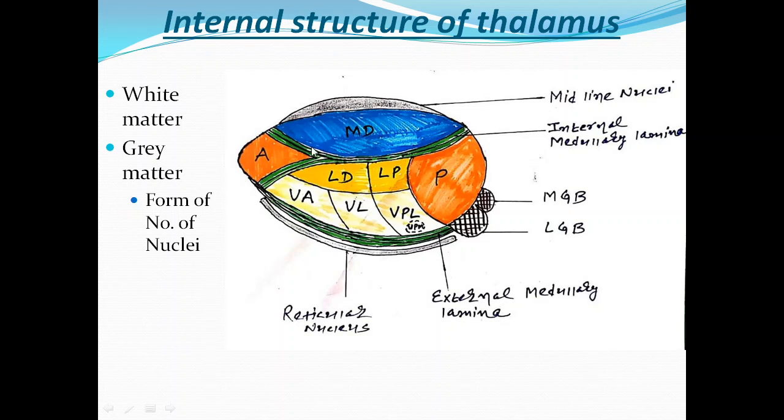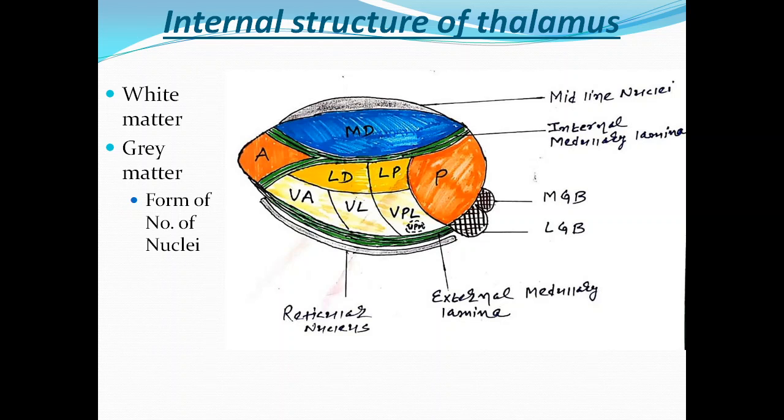Now as I have told you, within the substance of the thalamus, there is a Y-shaped band of white matter that is known as the internal medullary lamina, and that Y-shaped band diverges anteriorly. So this internal medullary lamina will divide the thalamus into three parts. This is the anterior part, this is the medial part, and this is known as the lateral part. So three parts are formed in the thalamus by the internal medullary lamina.